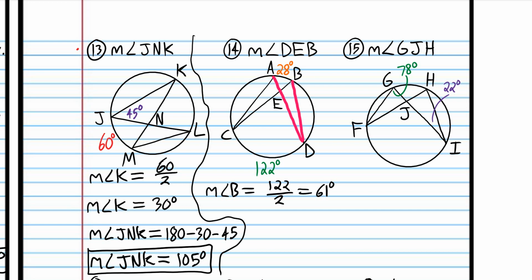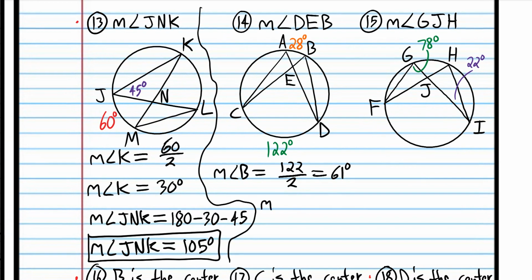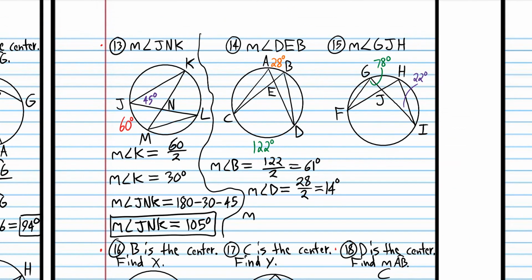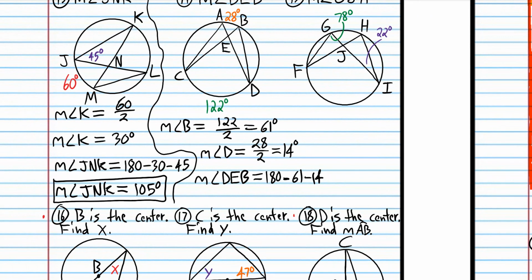You can see the intercepted arc is 28 degrees, so we just divide that by 2 and we get angle D. So that's the other angle we need to use the triangle sum theorem. So the measure of angle D is equal to 28 divided by 2, which is equal to 14 degrees. And so the final angle that we're looking for, the measure of angle DEB, is equal to, we can use the triangle sum theorem now, so 180 minus 61 minus 14. And whatever that ends up being, that's our answer.